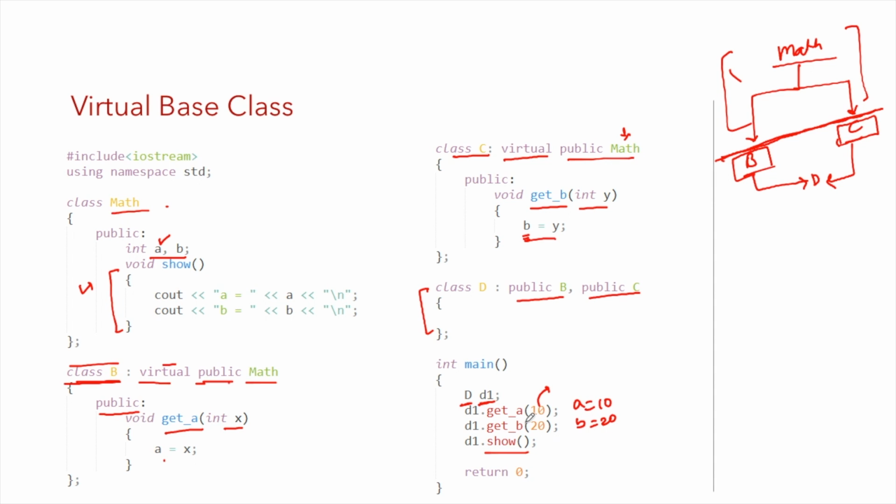So the thing to notice over here is that a and b belonged to class Math, and because Math was inherited by both B and C, which have in turn been inherited by D, no duplicate copies are made over here. Only a single copy is retained because B and C are treated as virtual base classes over here. So, a very important topic, virtual base classes.